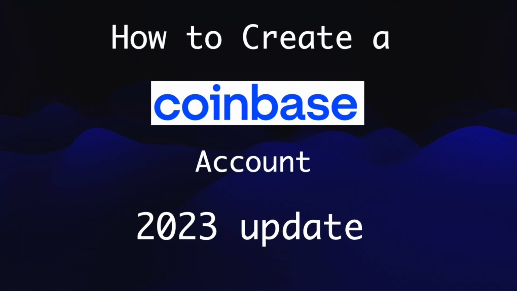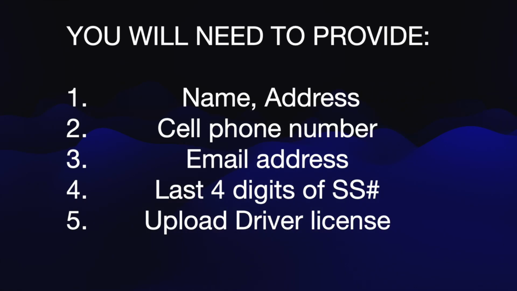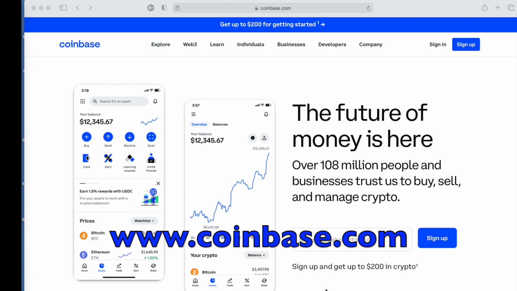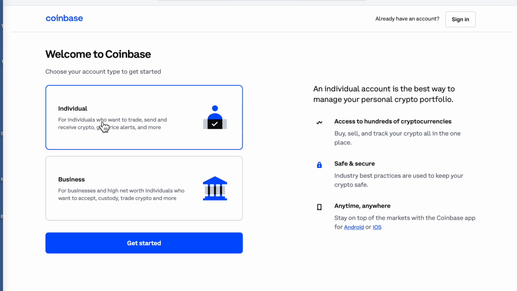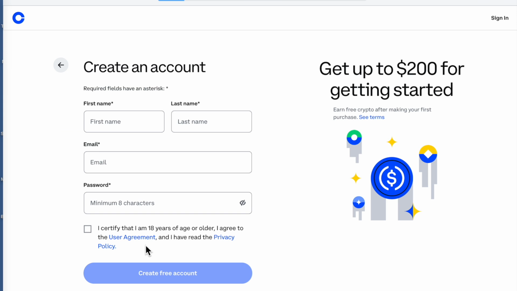First step, let's set up a Coinbase account. Before you start, here's what you need to have available. Just start out at their main page, coinbase.com, click on sign up. Okay, that brings you to this page. You're going to click on set up for an individual and then get started.